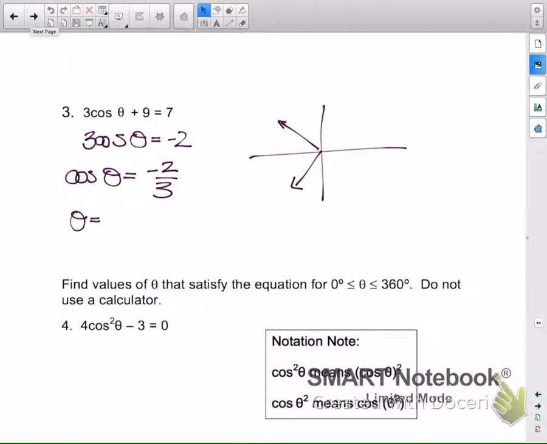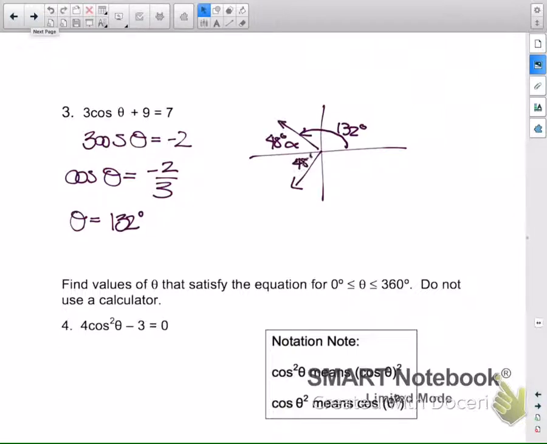What does the inverse cosine of negative 2/3 give me as an answer? 132. Okay. That is my first answer because that's in the second quadrant. Now, someone tell me one extra thing we're going to have to do on this problem. Find the reference angle. The 132 is from here to here. The reference angle is going to be down here. So how am I going to find the reference angle? 180 minus 132 gives me this reference angle of 48.